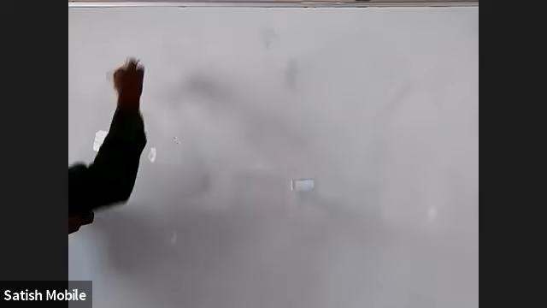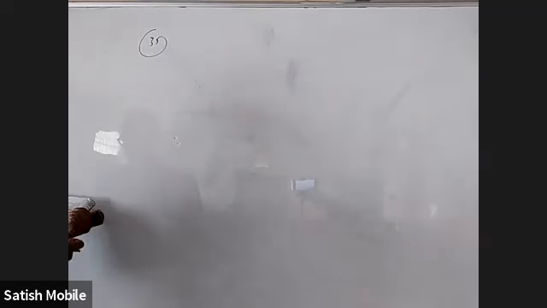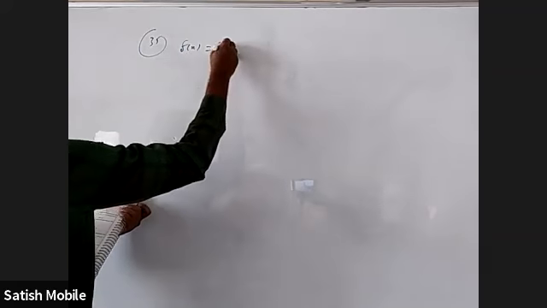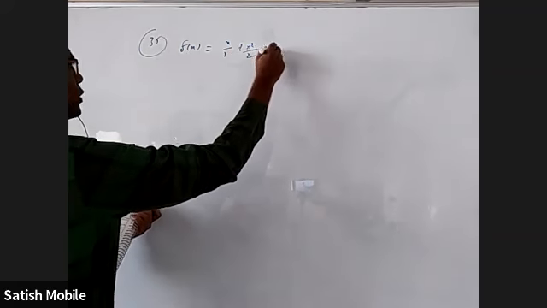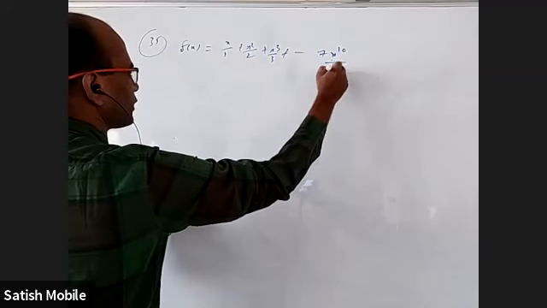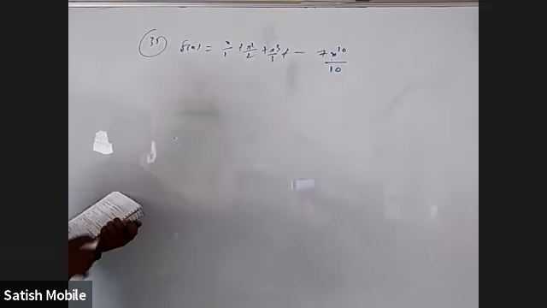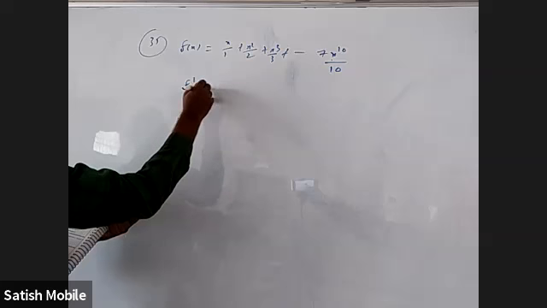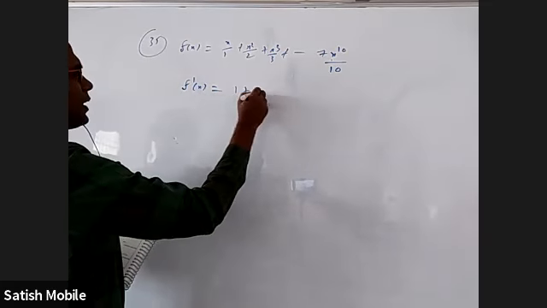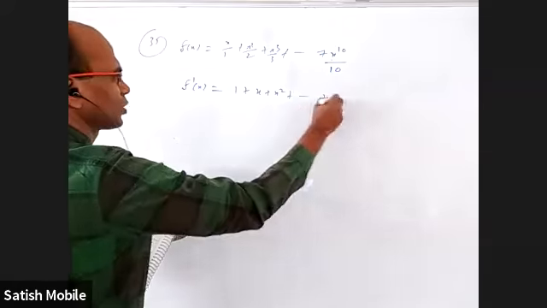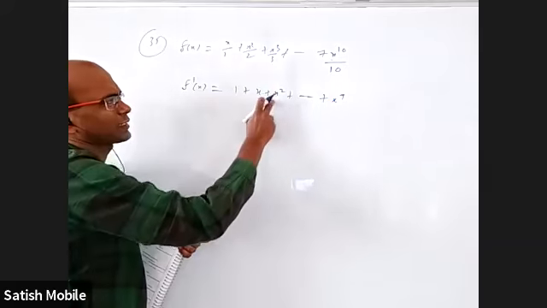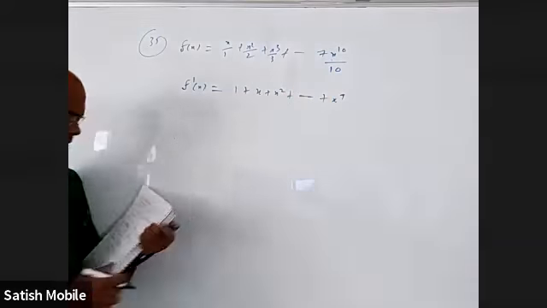Okay, 35. f of x is equal to x by 1 plus x square by 2 plus x cube by 3, and so on up to x power 10 by 10. This is a function f of x. They want us to find f dash x. Okay, that is 1 plus x plus x square and so on up to x power 9. The derivative of x square by 2 is x, the derivative of x cube by 3 is x square, the derivative of x power 10 by 10 is x power 9.